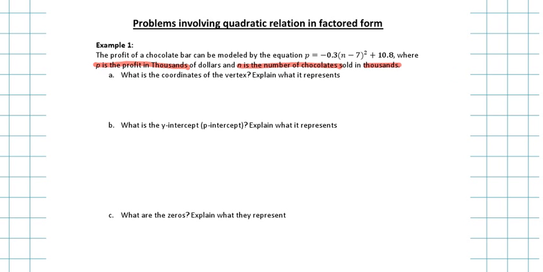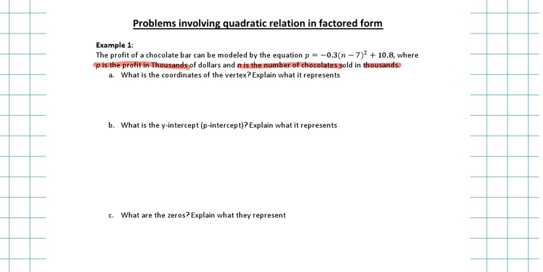Good. So it's in vertex form, so my job is easy. What's my vertex? 7 and plus 10.8. Good. So that's your vertex. Now I want you to picture this one. It's a quadratic function. Which way does it open? Open down. So it's going to go like this, and it's going to go down. We're talking about P, which is the profit.